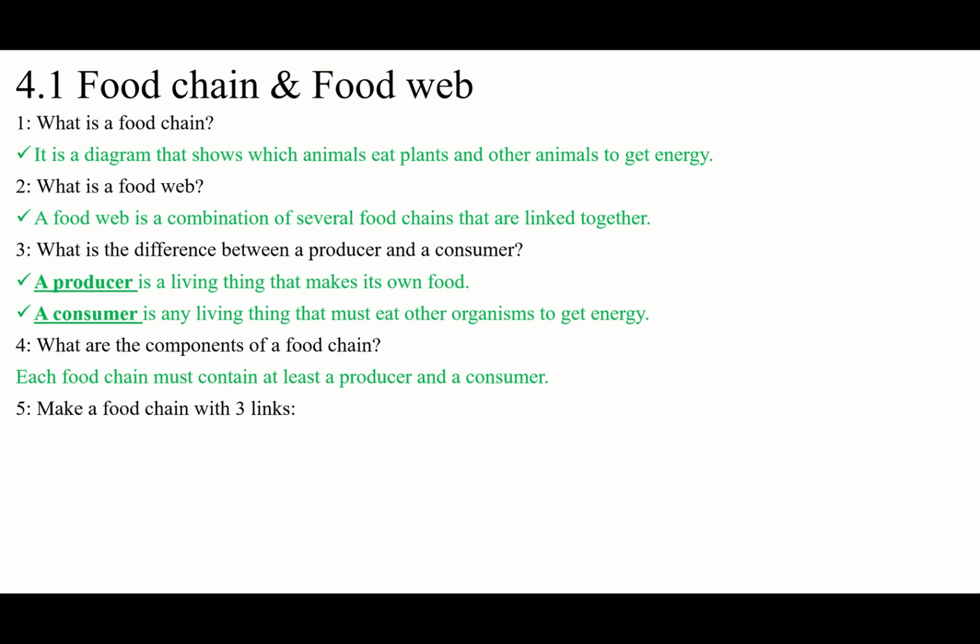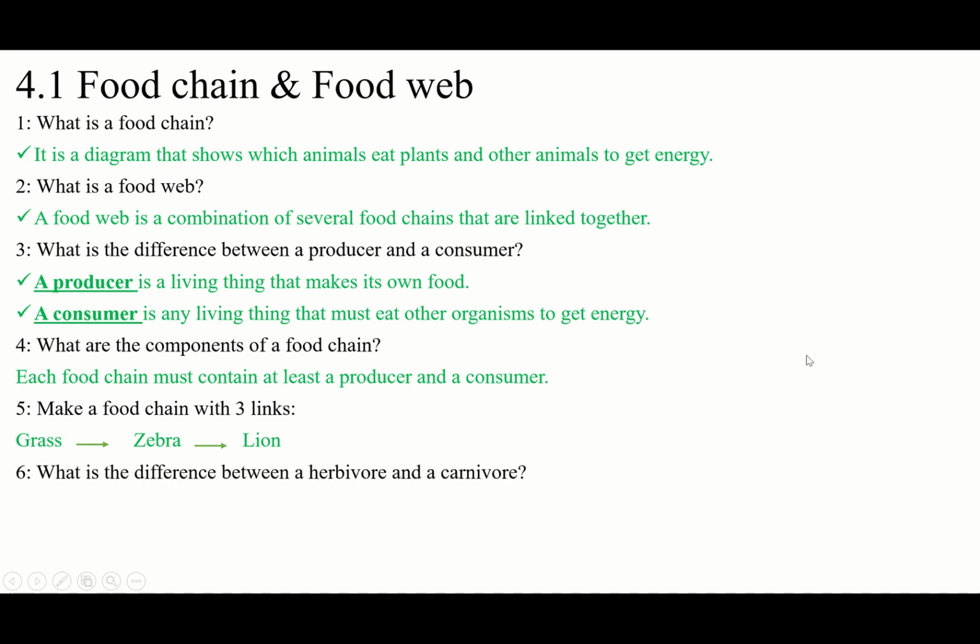Make a food chain with three links. That's easy. It means three links. You know it. Okay, I will give it 10 seconds. Well done. So the grass will be eaten by the zebra. The zebra will be eaten by the lion. That's a three-linked food chain. Grass to zebra to lion.